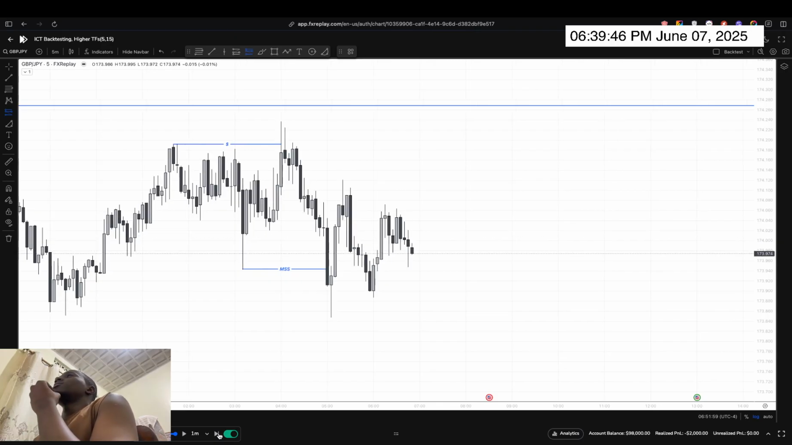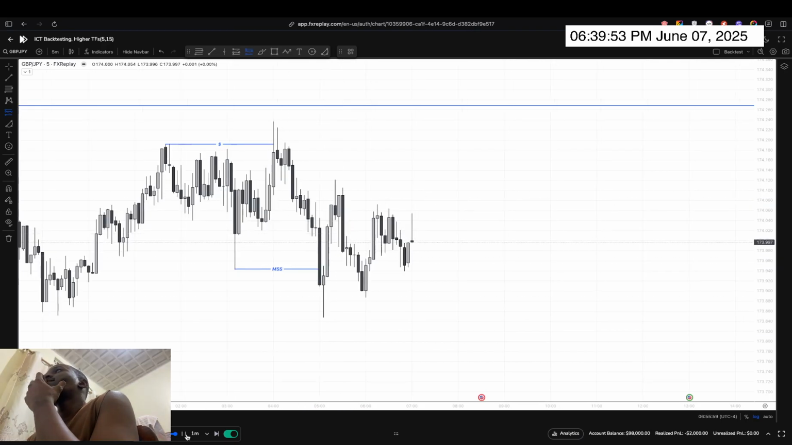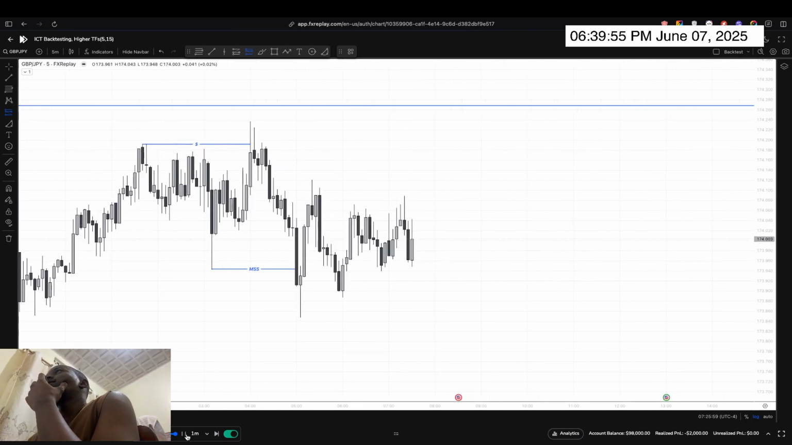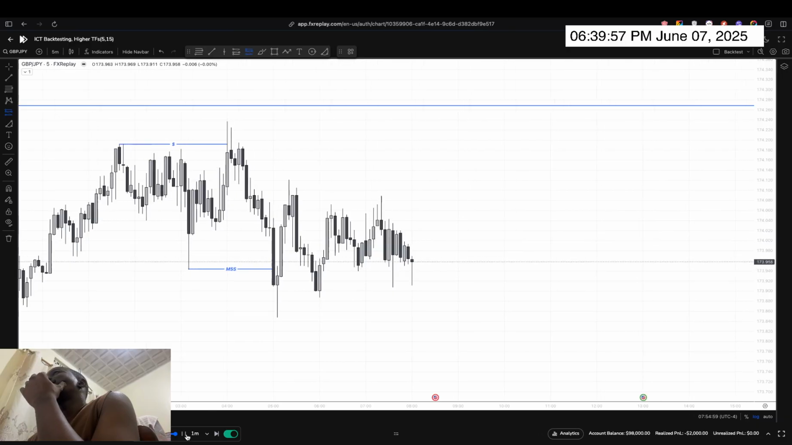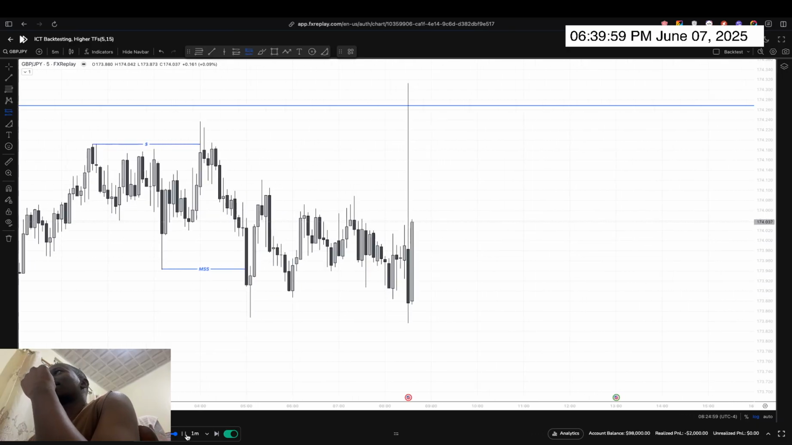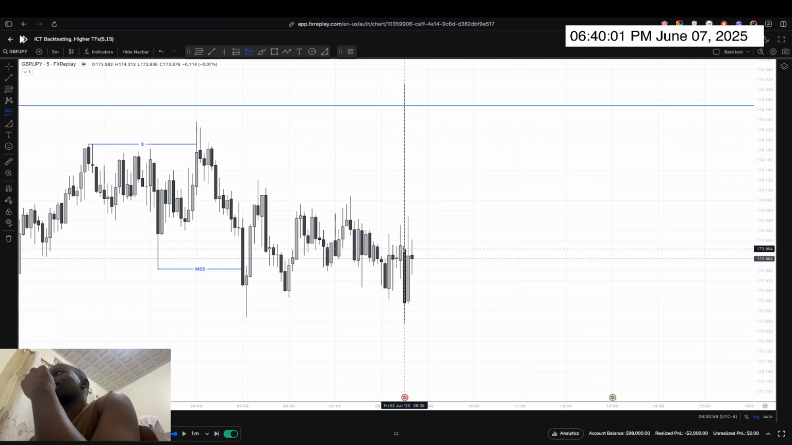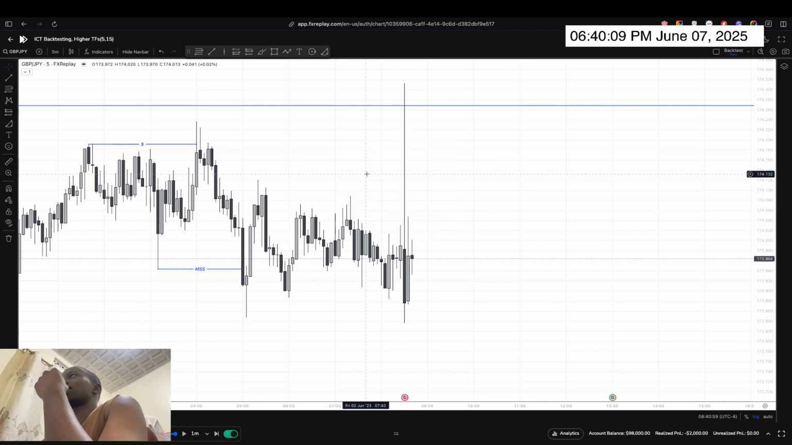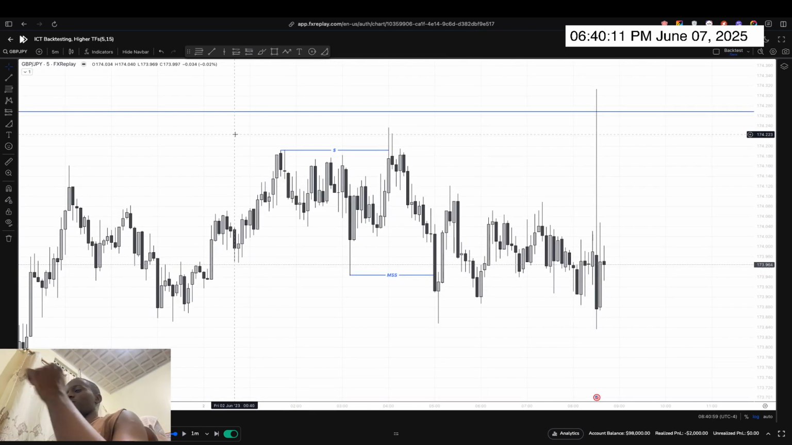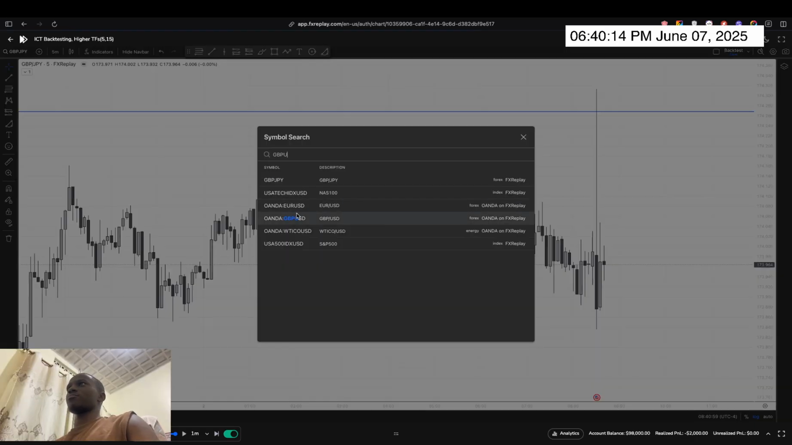So we haven't dropped yet. We have another block right there. See, we're resisting against it. Yo, NFP. Yeah. Anyways, let me go to GU. See how it was behaving by the times.